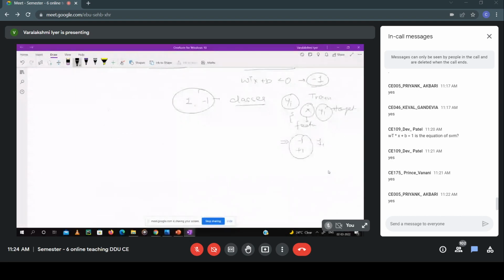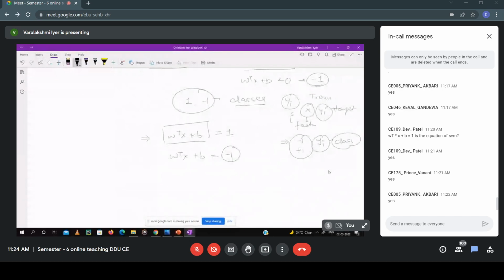These are the 2 values that yi, that is the class label, will contain. Now, in this case, the support vector equation, the hyperplane equation, is W transpose X plus B equals 1 for the hyperplane on the positive side of the data, and W transpose X plus B equals -1 on the negative side of the data.